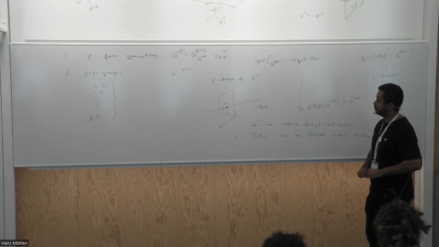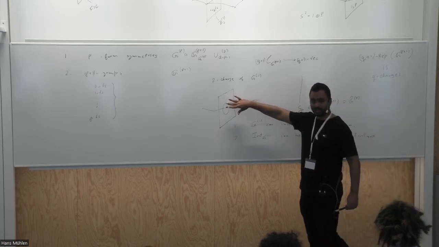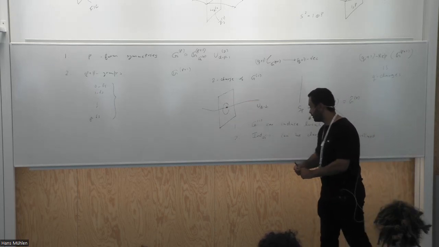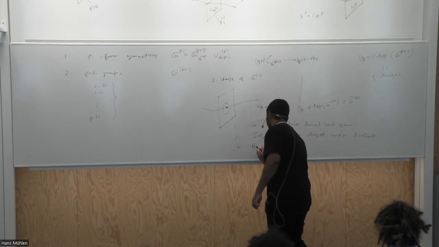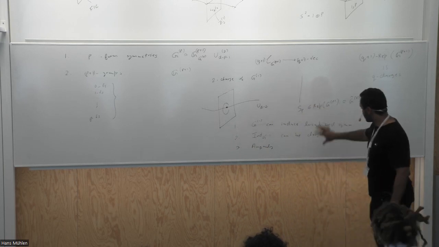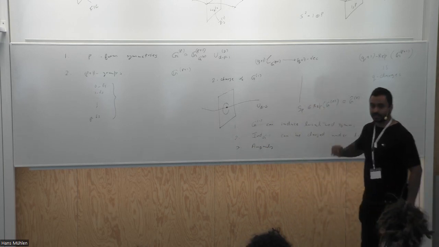Before you add the points. Yeah, the points may be projective. That's the third point. Again, some projectivity, anomaly, 't Hooft anomaly. So this is essentially the physics of two charges of one form symmetry.